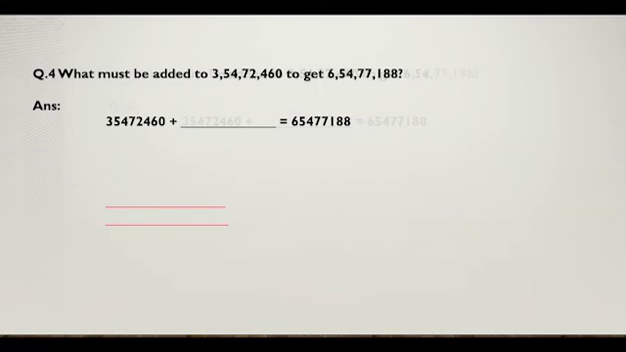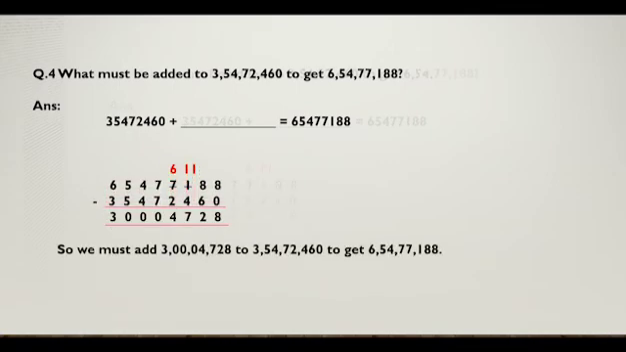It means we will subtract 3 crore 54 lakh 72,460 from 6 crore 54 lakh 77,188. So my answer is 3 crore 4,728. So 3 crore 4,728 should be added to 3 crore 54 lakh 72,460 to get 6 crore 54 lakh 77,188.